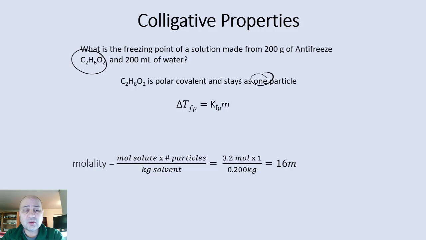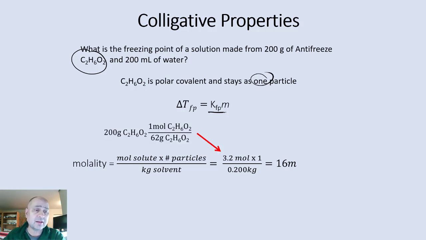We still use the same freezing point constant. I'll have that on the next slide. But of course, when we calculate the molality, first we calculate the number of moles from 200 grams of antifreeze, divide by the molar mass, C2H6O2 here provided. That's where the 62 comes from. That gives us 3.2 moles. Van Hoff factor is 1.